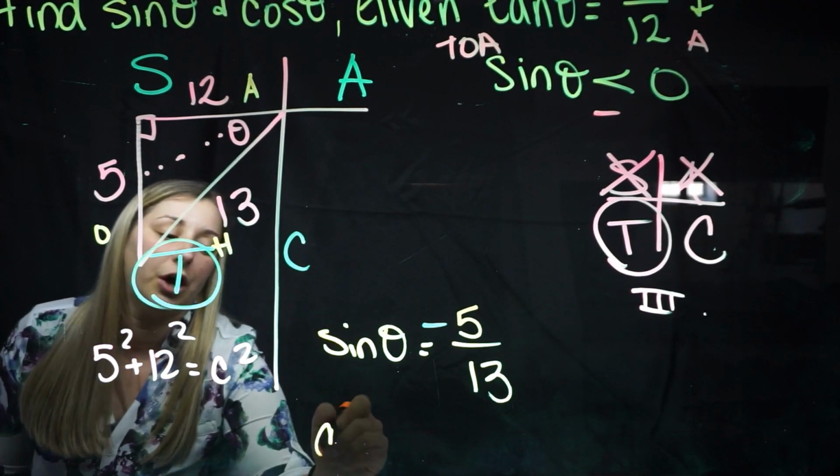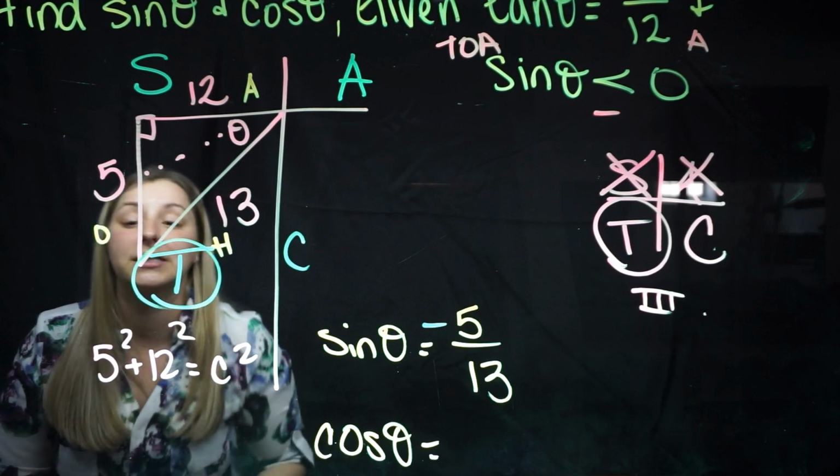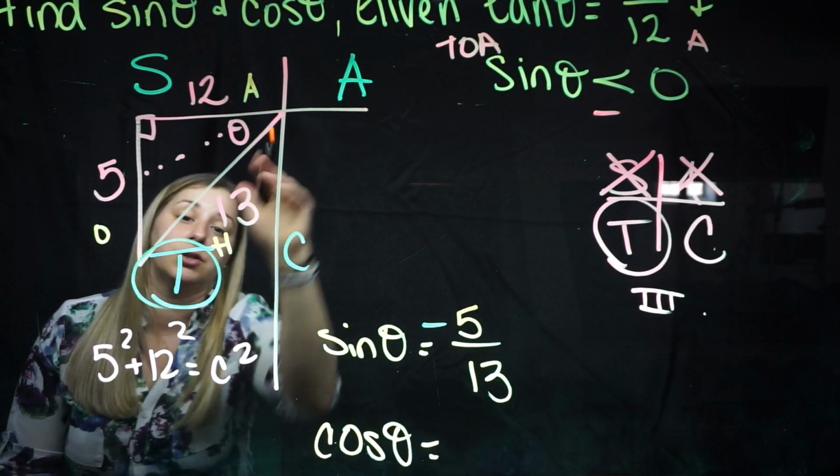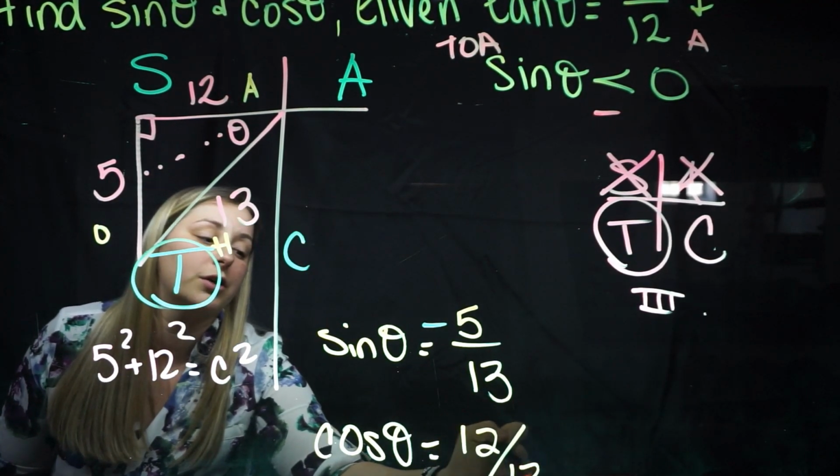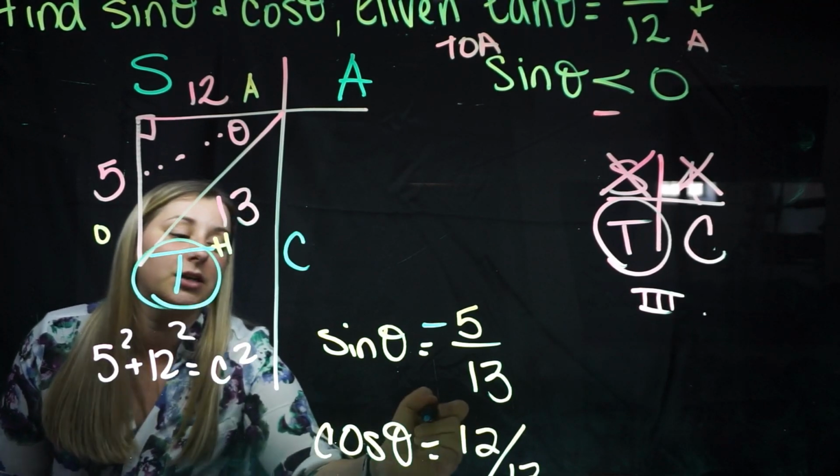We then also want the cosine, and the cosine is adjacent over hypotenuse. So here we have 12 over 13, and noticing here it is also negative.